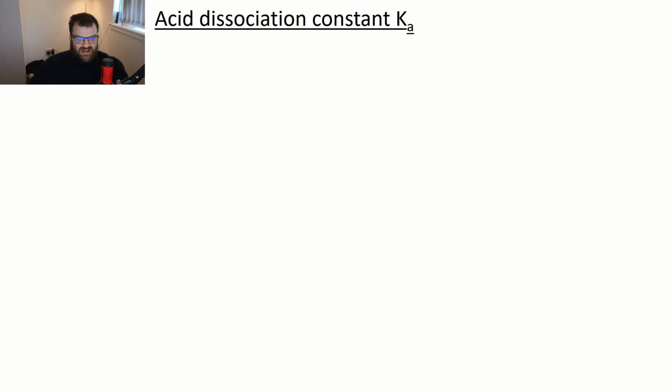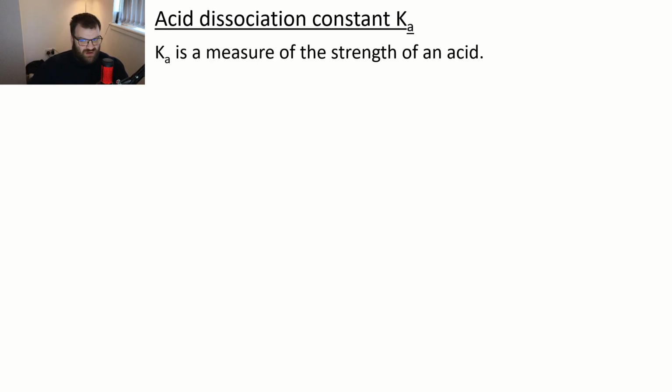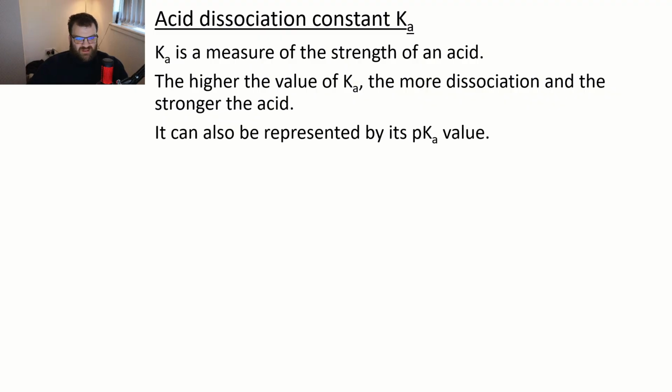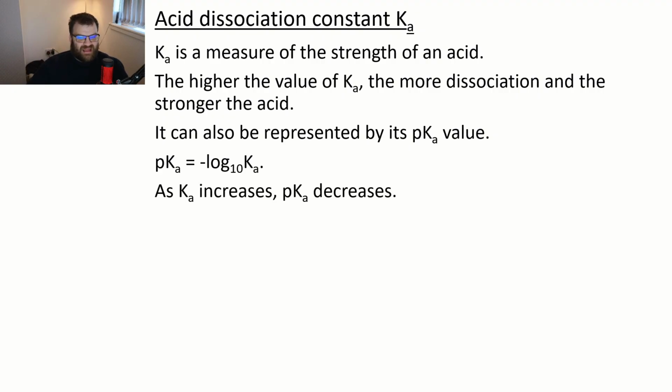Moving on, there is a dissociation constant for weak acids, which is Ka. This is a measure of the strength of an acid. The higher the value of Ka, the more split up, the more dissociated it is, the stronger the acid. They can also be represented by their pKa value, and to calculate that, we do minus log to the base 10 of their Ka, of their acid dissociation constant, and as Ka increases, pKa decreases.